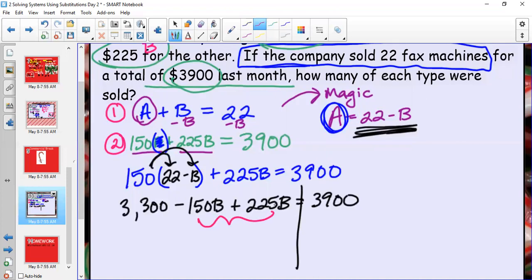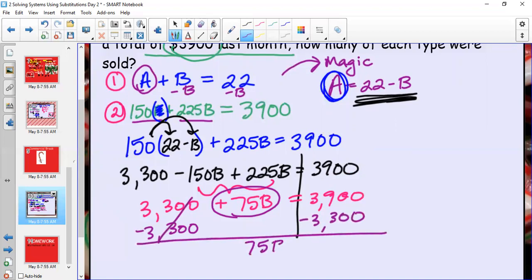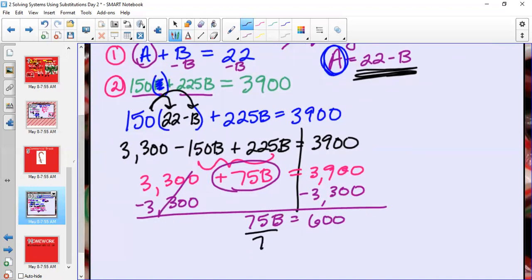All right, let's combine our like terms. So 225 minus 150 would give us 75B. And that's a positive, so I'm going to plus there. And bring down my 3,300 equals 3,900. All right, so now it's a two-step. I want to get my variable by itself, so I'm going to subtract 3,300. That would give us 75B equals 600. And the last step here is to divide by 75.